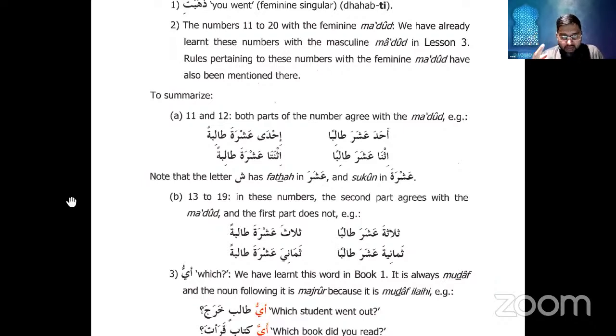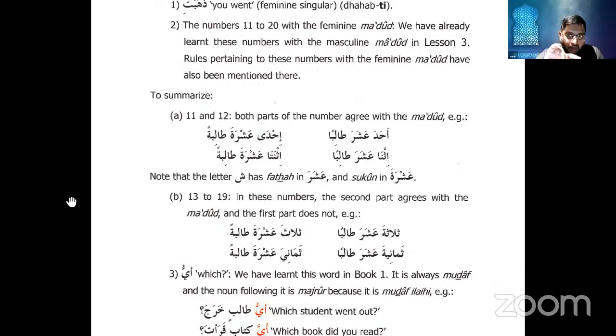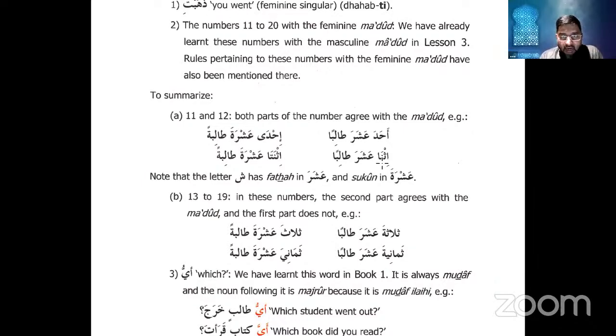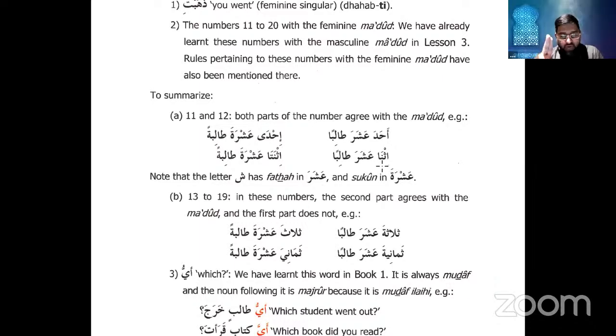If I was going to say two books, there are two ways of saying it. I could add alif and noon with a kasra: kitabun, kitabani. Or I could say kitabani ithnani. The word ithnani, alif, thaa, noon, alif, and the noon with a kasra, means two. Kitabani ithnani means two books. The word ithnani is added just to emphasize we're talking about two books.